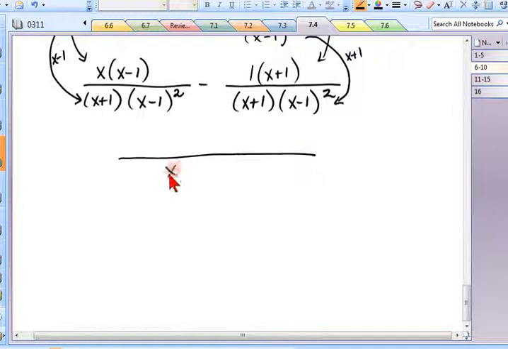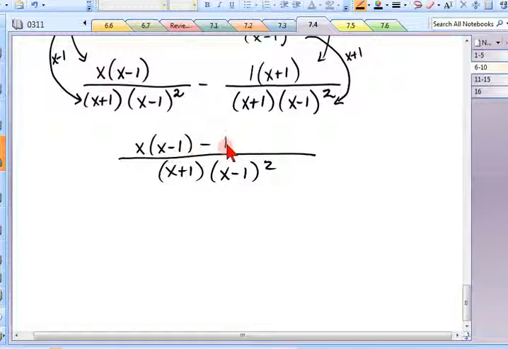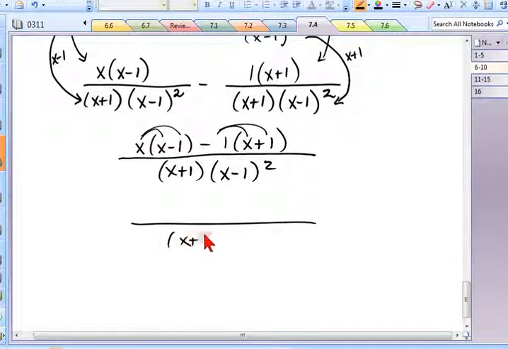Now that I have a common denominator, I can write it just one time. X plus 1 times x minus 1 quantity squared. And I've got x times x minus 1 minus 1 times x plus 1. And that was just an activity for copying. It's now time to completely simplify the numerator. I'm going to need to do the distributive property and then combine like terms. I'm going to copy down that denominator. And now to the numerators.